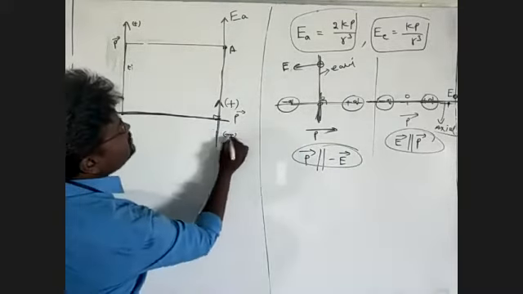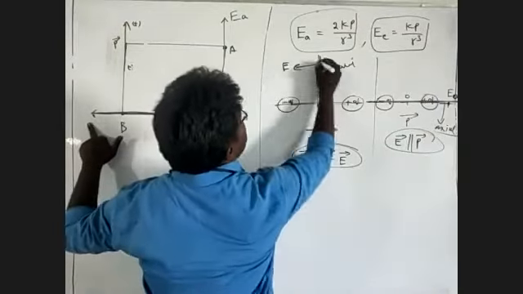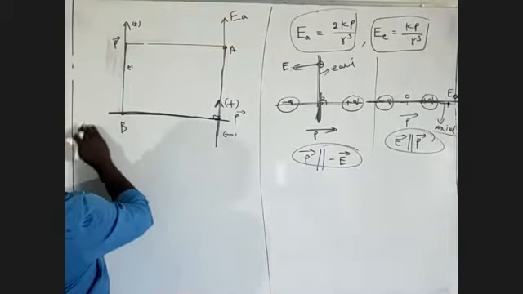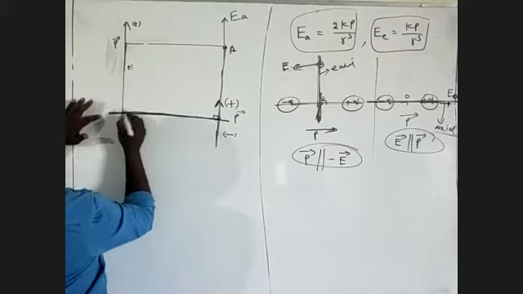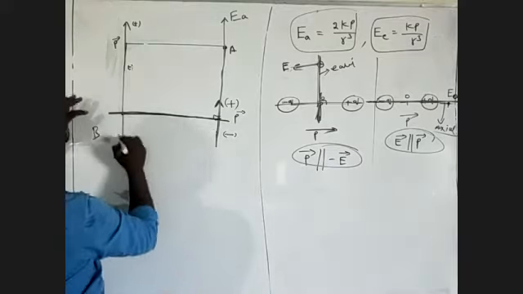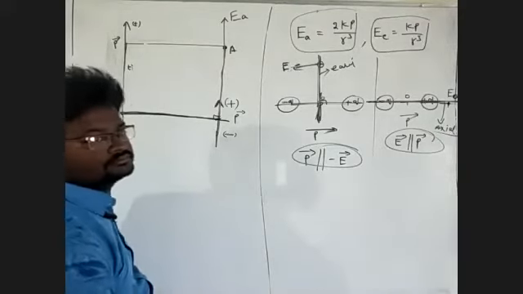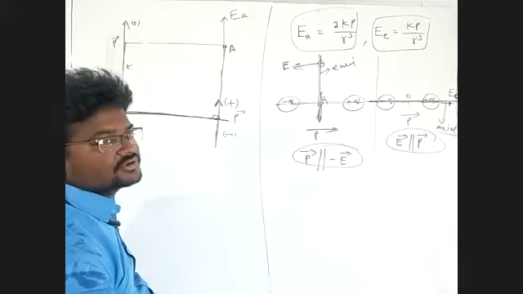This is the negative charge and this is the positive charge. This is the electric field direction. What is the direction of the electric field here? It is in the downward direction. This is the equatorial line.